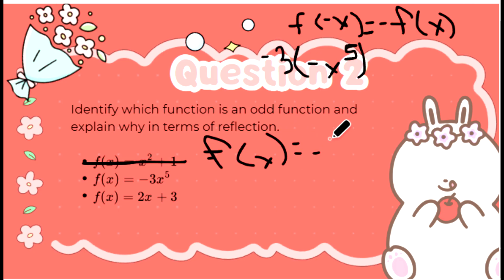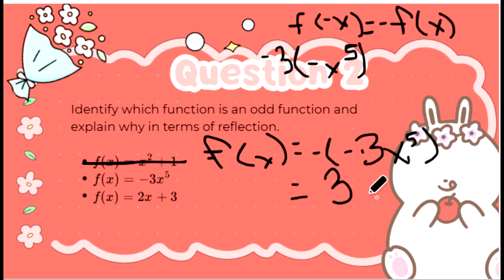So we have a negative, then a parenthesis, then negative 3x to the 5th. So this negative is going to get distributed to everything. So negative negative becomes a positive. So we have 3x to the 5th. So does this formula match this formula? The answer is no.